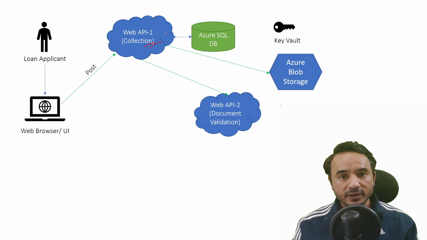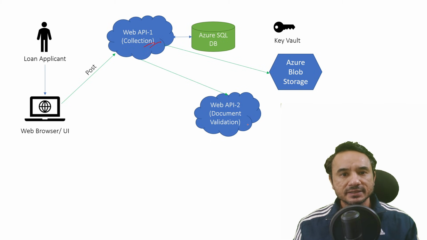The first API will only collect the data. Also, with this architecture, it is easy to maintain the single responsibility principle of the SOLID principles, because here one API is doing only one thing, not multiple things.